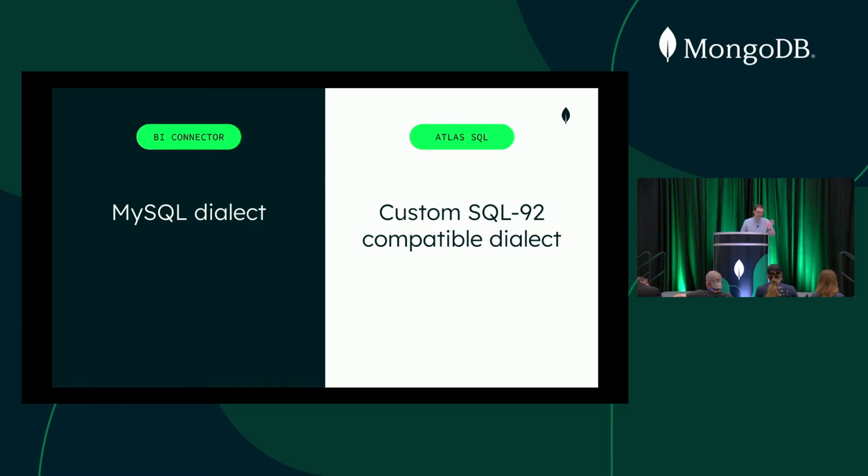Now, I want to mention that this performance doesn't come for free. The BI connector is still a very mature product that has a lot of performance optimizations built in. And it's going to be one of the team's top priorities to make sure all of those performance optimizations get ported over to Atlas SQL. But the key thing that our custom SQL dialect does is it raises the ceiling for performance of Atlas SQL queries relative to what we could get with BI connector queries.